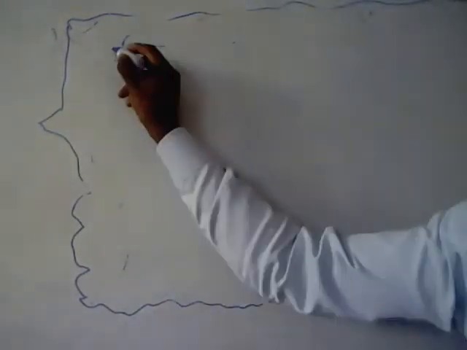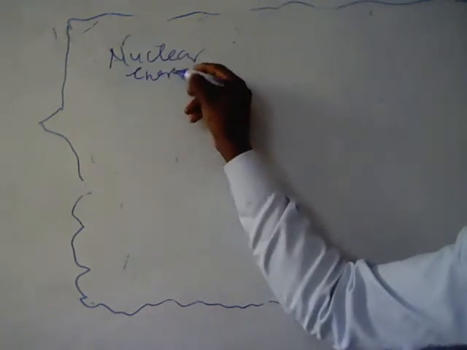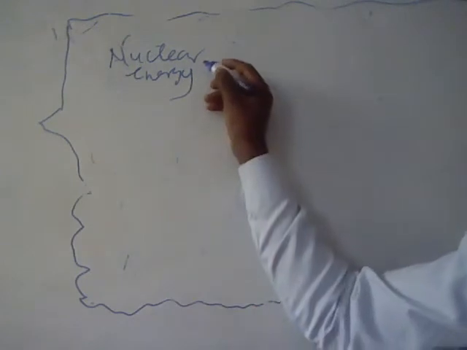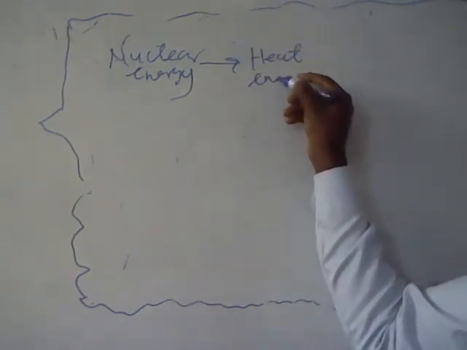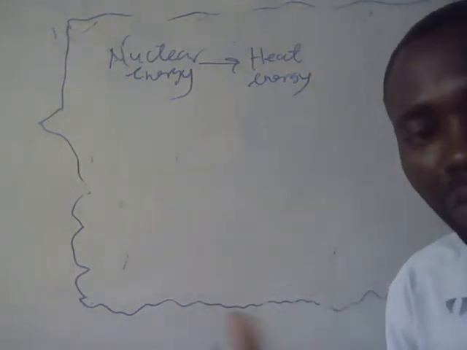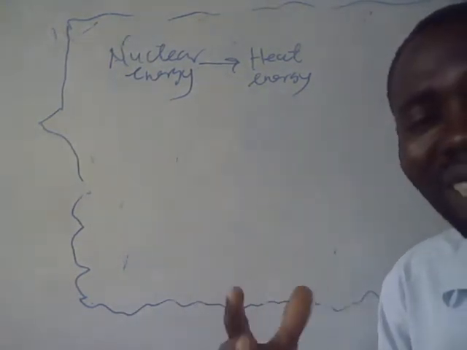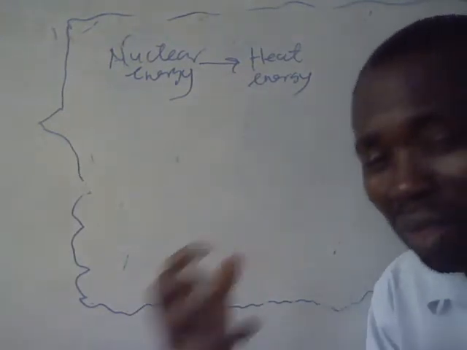So nuclear energy from the radioactive substance, e.g. uranium, goes to what? Heat energy. The heat is used to boil the treated water to produce steam. The steam will be under high pressure.